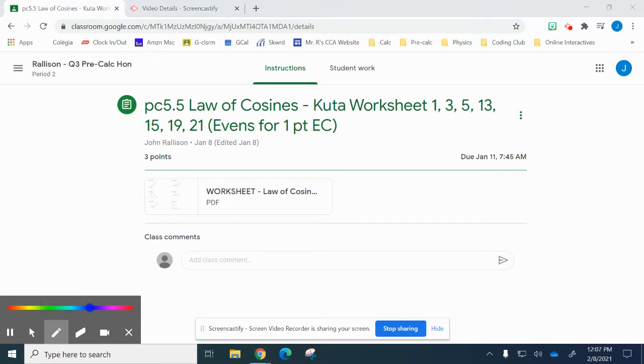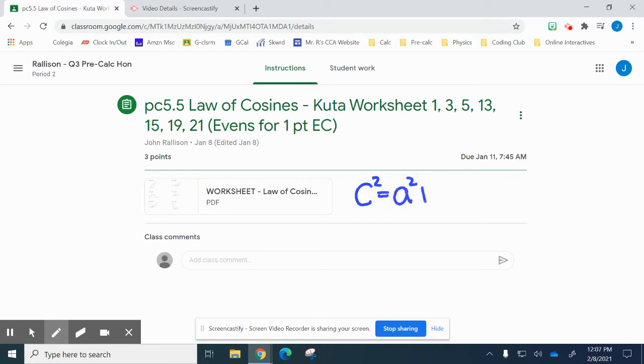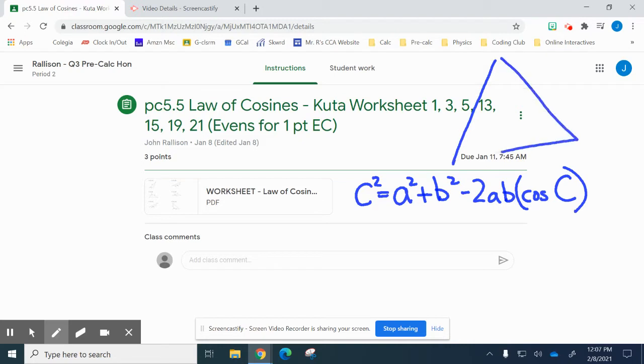So the law of cosines says this: c squared equals a squared plus b squared. That looks pretty familiar, doesn't it? Minus, now we get to something else, minus 2 times a times b times the cosine of c. So let me draw a triangle so you can see what that means. Any triangle will do as long as you label it correctly.